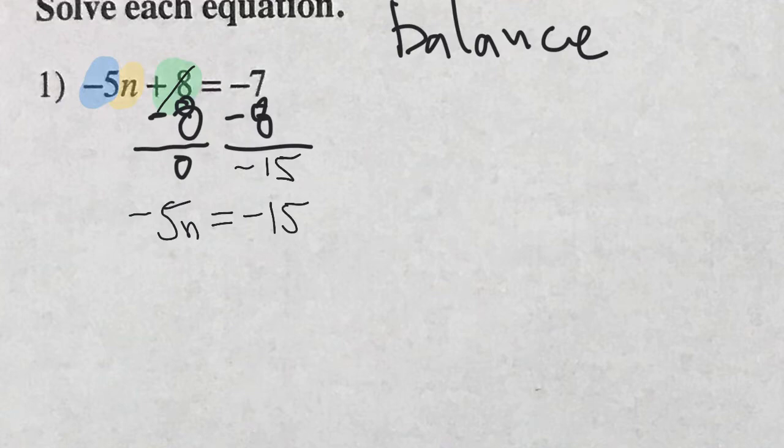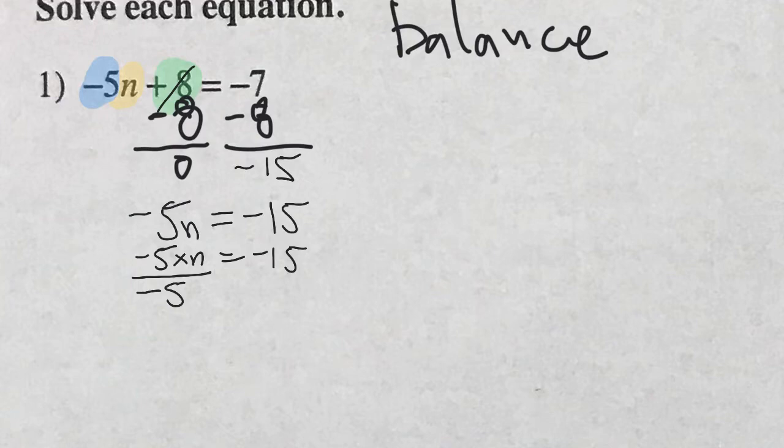And negative 5n is the same as saying negative 5 times n. So I can do the inverse of multiplication, which is division. When I do the inverse, I'm going to choose the coefficient to divide. If it's a division problem, I'll choose the number that is dividing the variable. And when it's multiplication, I'm going to use the number that is multiplying the variable.